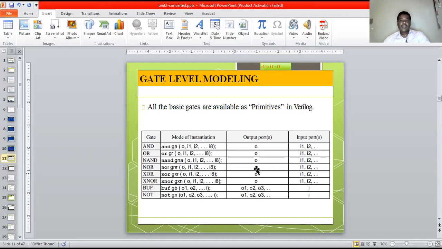Now I'll talk about the buffer gate as well as the NOT gate. As per our discussion, they have multiple outputs as well as the input port here. That's why I am representing O1, O2, O3 as output terminals. I1 or I is known as the input terminal of the gates here. Okay, students, in this session, we talked about the importance of gate level modeling, and how to instantiate the different types of gates in our Verilog HDL.